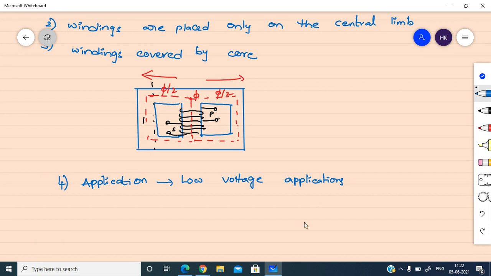So these are the differences, or the constructional details, of shell type and core type transformer. So this is very, very important. What are the differences between the shell type and core type transformer? You may get a question like that. Then you have to explain all these things.